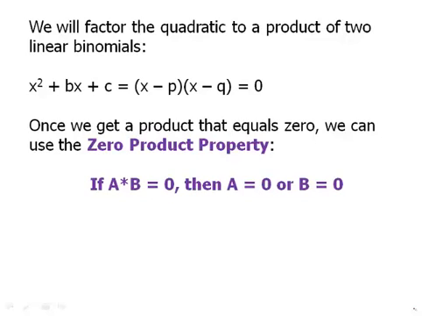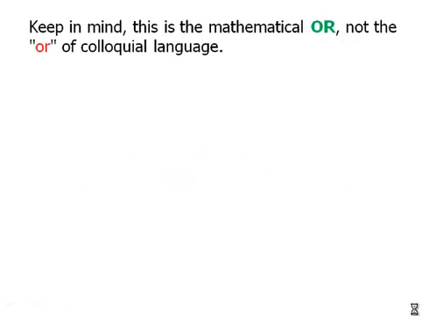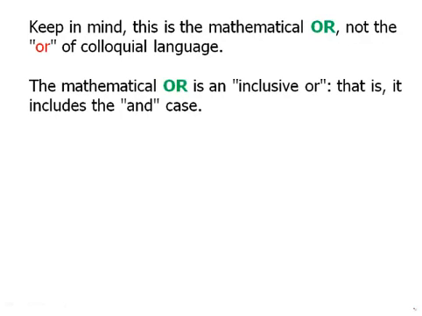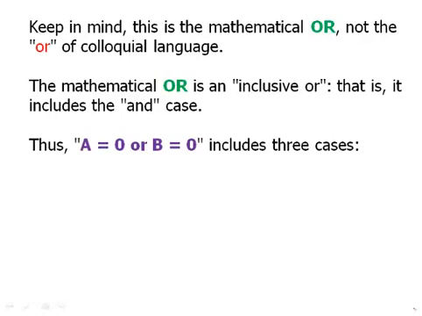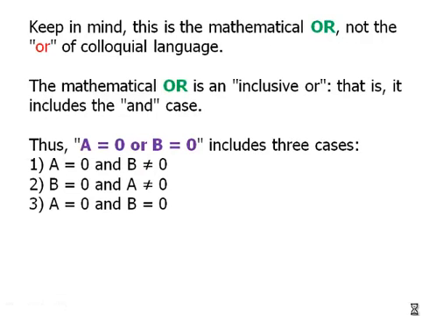Before we go on, let's think about this statement for a minute. Keep in mind that the "or" that appears in that statement is the mathematical "or," not the "or" of colloquial language. Well, what's the distinction I'm drawing here? The mathematical "or" is an inclusive "or." That is, it includes the "and" case. Thus, a equals 0 or b equals 0 includes three cases. It could be that a equals 0 and b doesn't. It could be that b equals 0 and a doesn't. Or it could be that they both equal 0 at the same time.